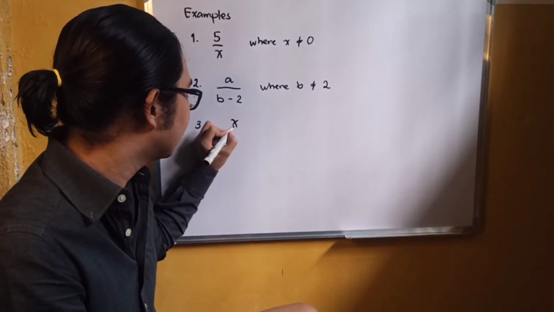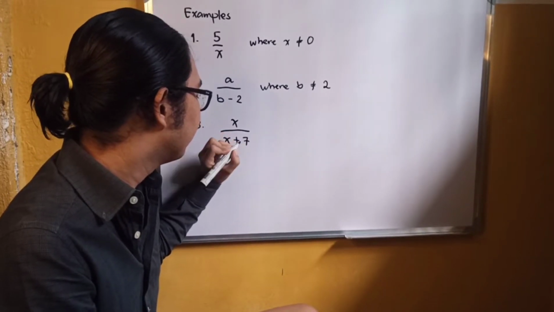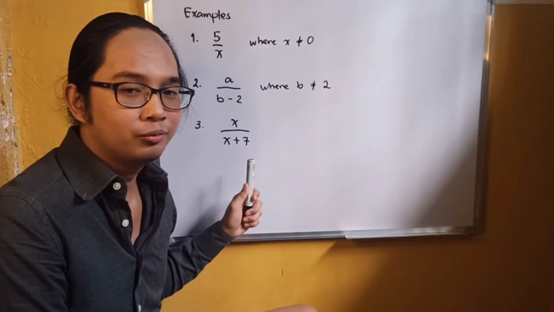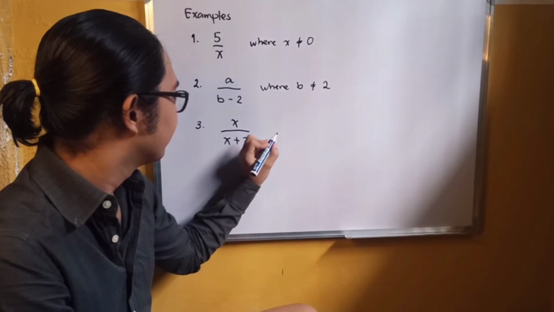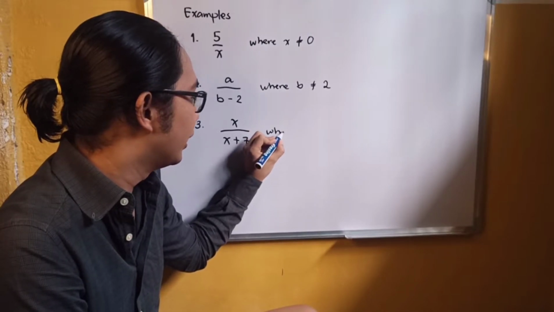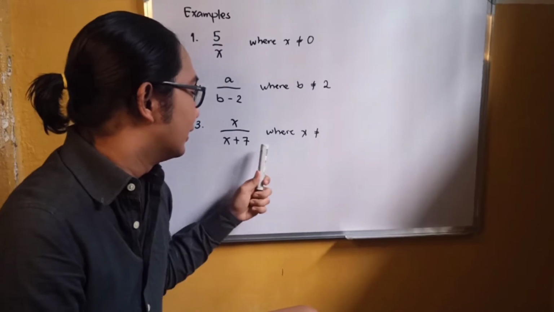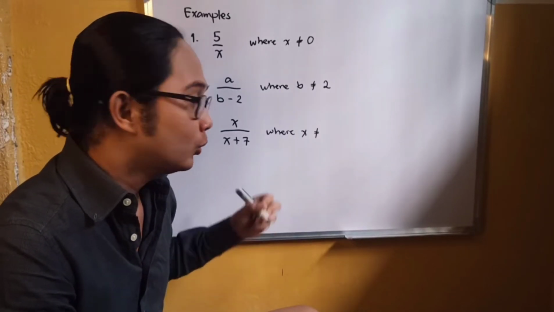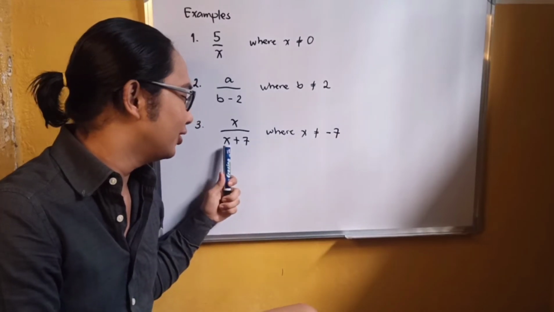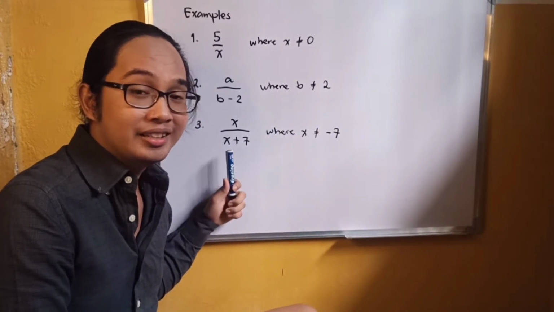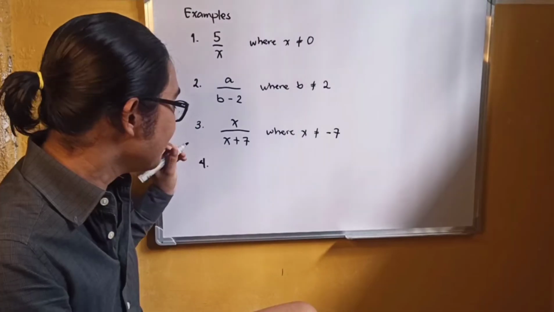Example number 3. Let's have x over x plus 7. What do you think is the restricted value for x? Sige. Tama ang iyong sagot. The x should not be equal to negative 7. Kasi, kapag pinalitan natin dito si x ng negative 7 plus 7, the answer will be 0.